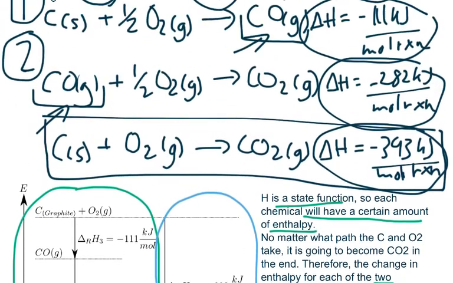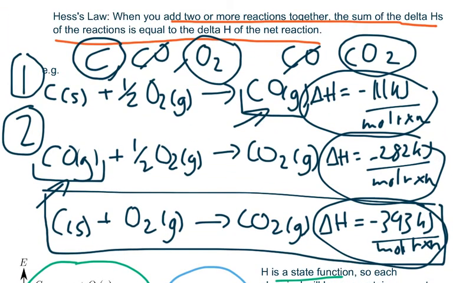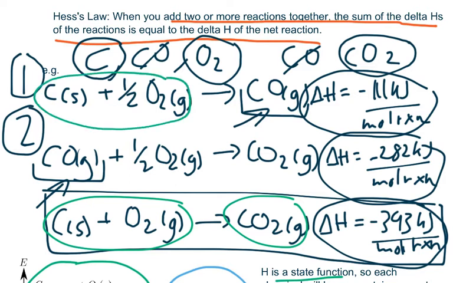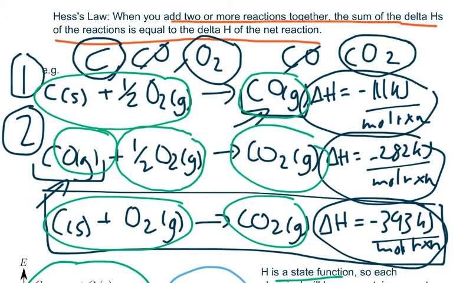So, over here, no matter how the C and the O2 we started with go, whether it wants to go straight to CO2, such as here to here, or if it wants to mix the C with half of the O2 to get CO first, and then get the CO and mix it with the last half of the O2 to get CO2. It doesn't matter what path you take, because in the end, the net result is that the C and the O2 are going to become CO2 in the end.